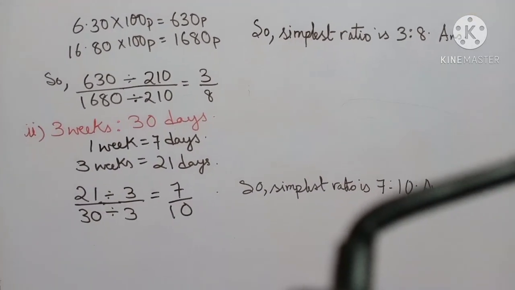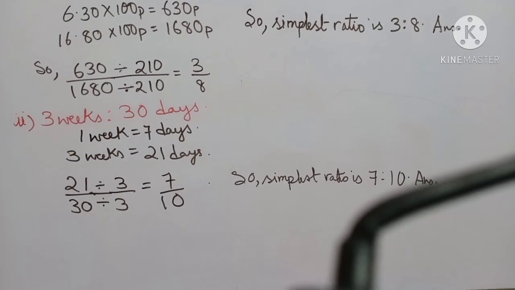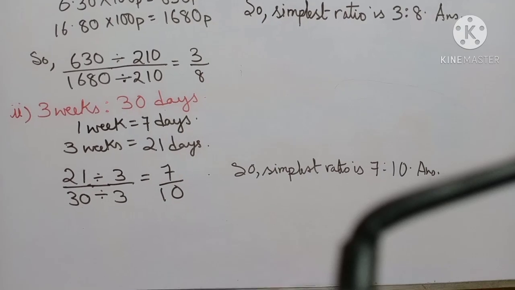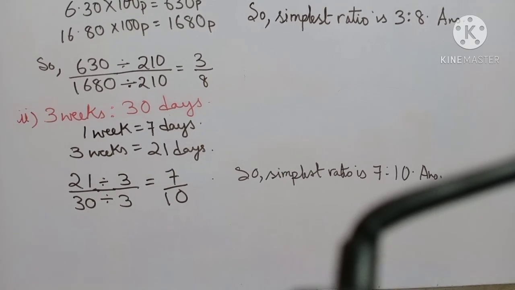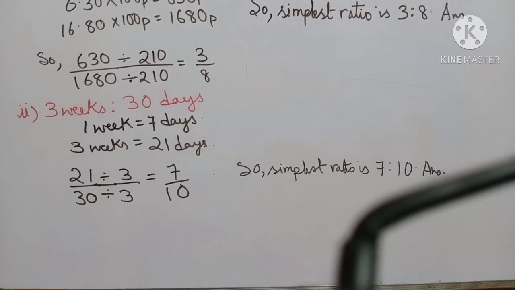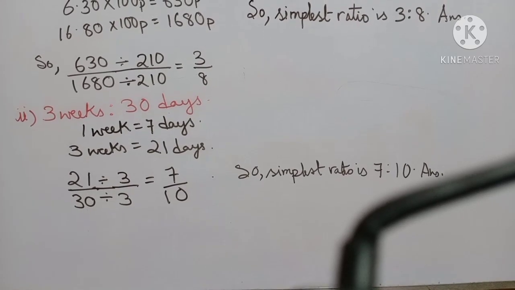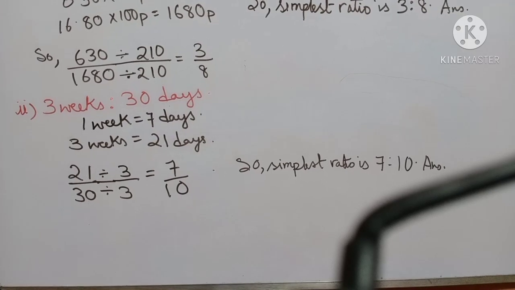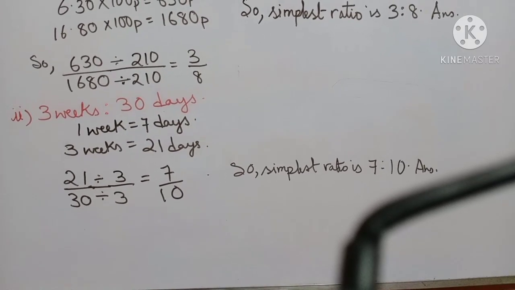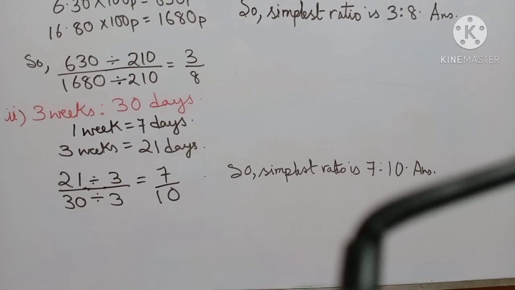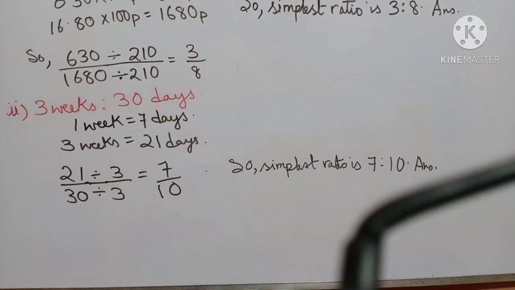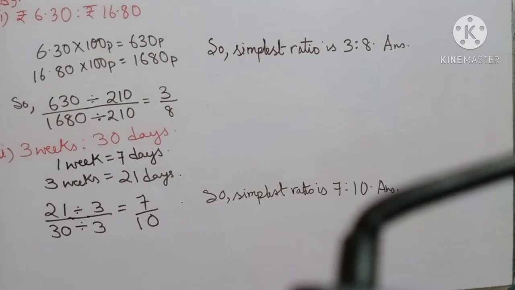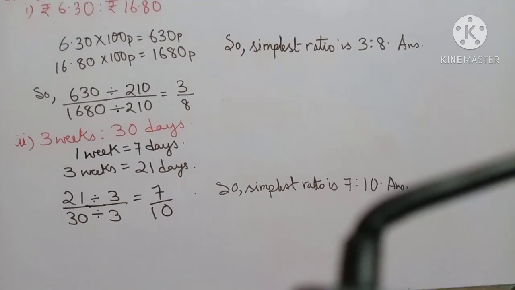Again, the next question is 3 weeks is to 30 days. We know that 1 week is equal to 7 days. So 3 weeks will be 3 into 7, that is 21 days. So 21 by 30. So again, the HCF is 3. We are dividing both the numerator and the denominator by 3, and we are getting 7 by 10, whose HCF is 1. So this is the simplest ratio. So the simplest ratio is 7:10. So the rest of the questions you all will complete.